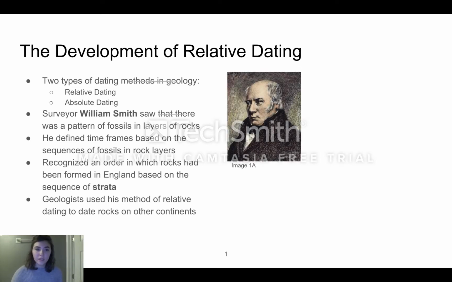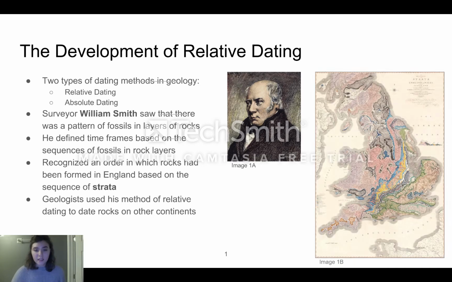So surveyor William Smith in the 1800s noticed that there was a distinguishable order of rock layers. These layers are called strata. He also saw that there were specific fossils that delineated specific rock layers. What he then did was map all of England to show the time frame of the animals preserved in the rocks, which then helped to understand the sequence of rock layers.